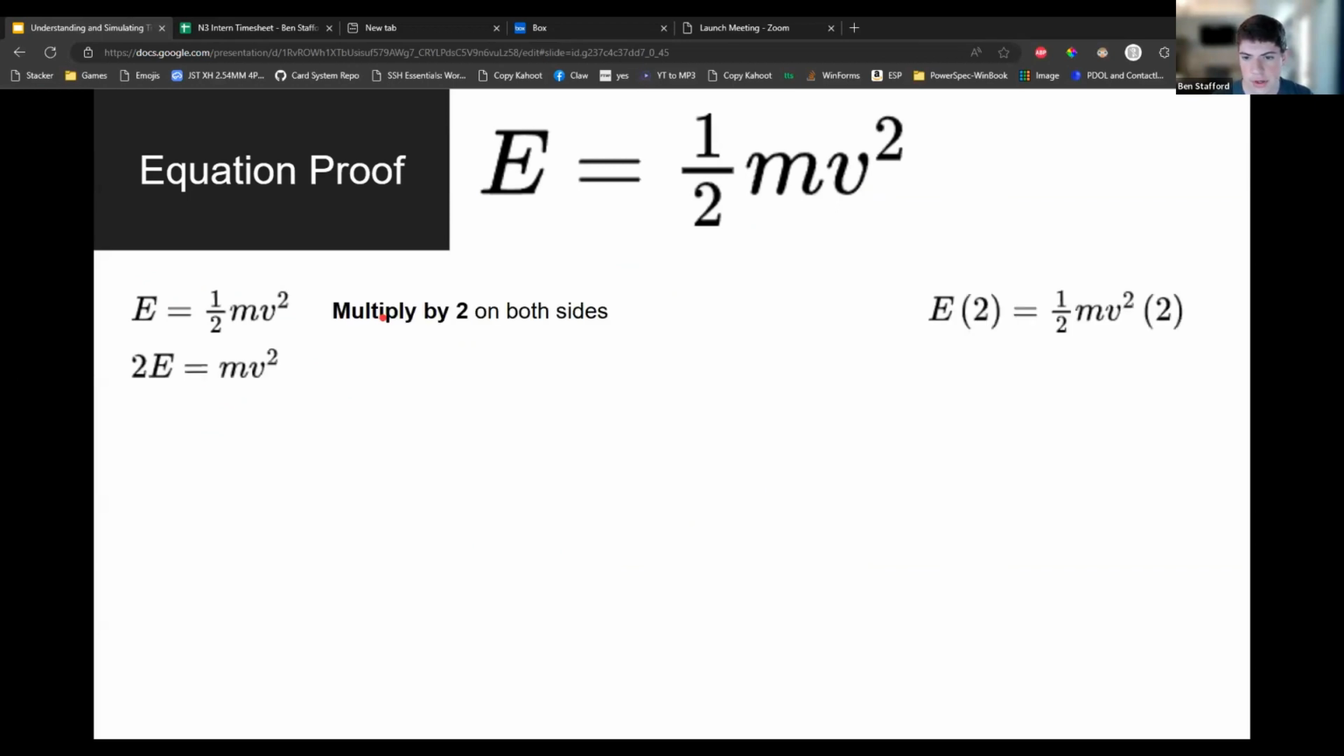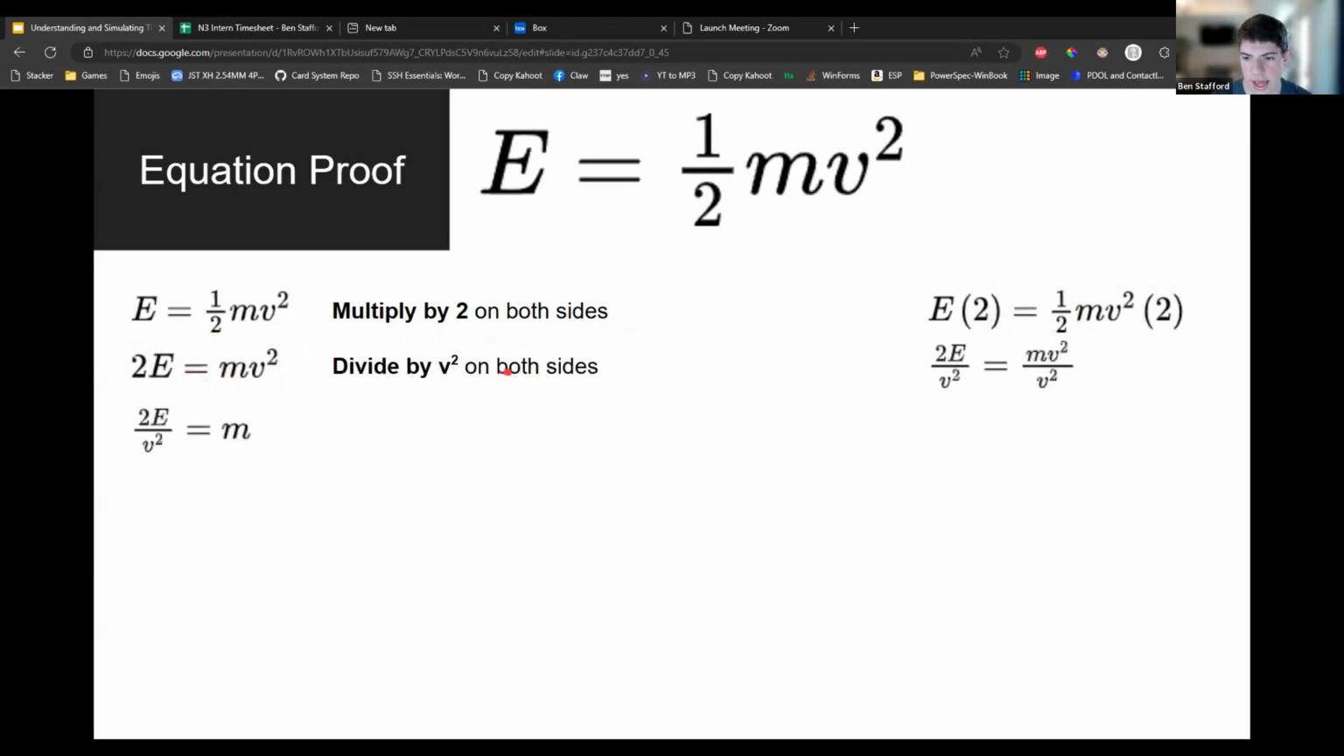So first off, to do this, we're going to multiply by 2 on both sides. So now we have 2 times E equals mass times velocity squared. By multiplying this by 2, we have gotten rid of this fraction. It is now 1, because 1/2 times 2 is 1. So it is understood to be 1 here, which is why we're not showing it anymore.